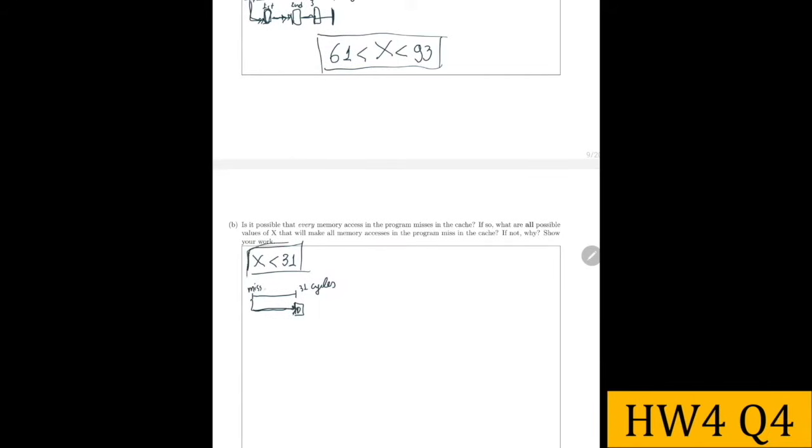So imagine that X is now larger than 123. And why am I having the number 123? Because run ahead can prefetch 4 cache blocks. So what is the problem with prefetching 4 cache blocks? All the prefetched cache blocks map to the same cache set.